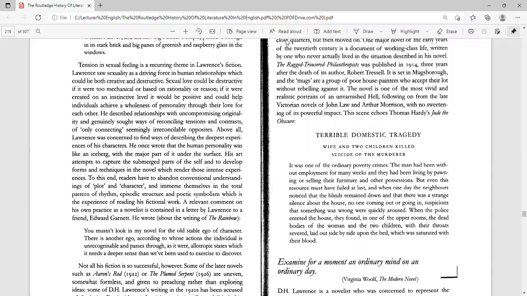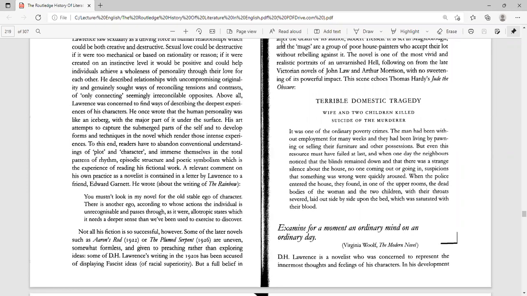He once wrote that the human personality was like an iceberg with the major part of it under the surface. With that quotation, we can understand his concern.